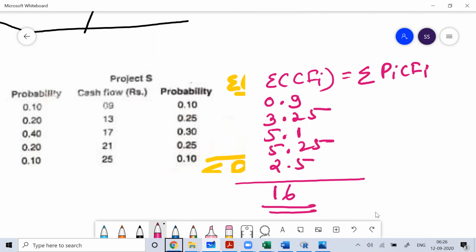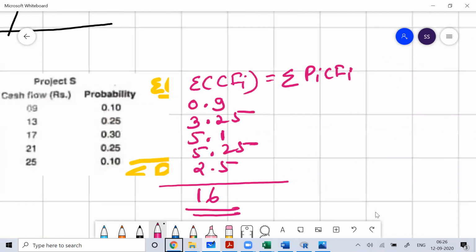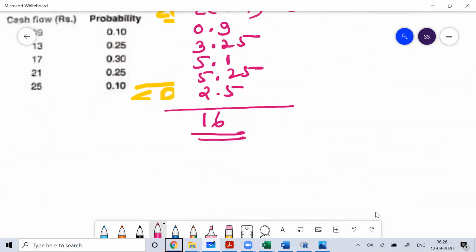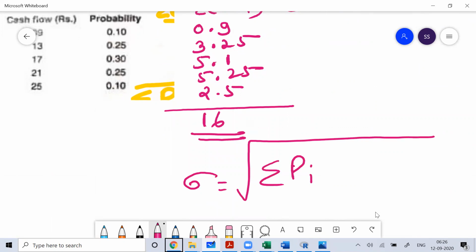Once you get the expected cash flow, to find the standard deviation you can use the formula for standard deviation: summation of Pi into your cash flow minus your expected cash flow.